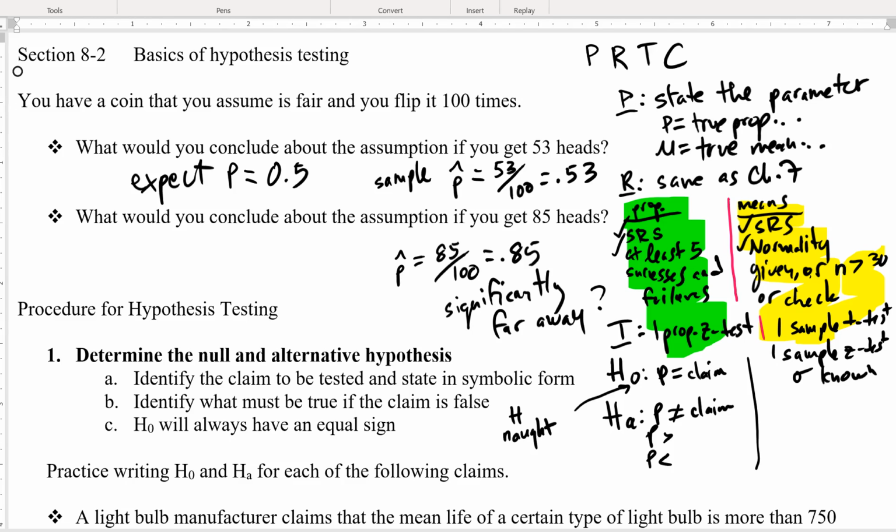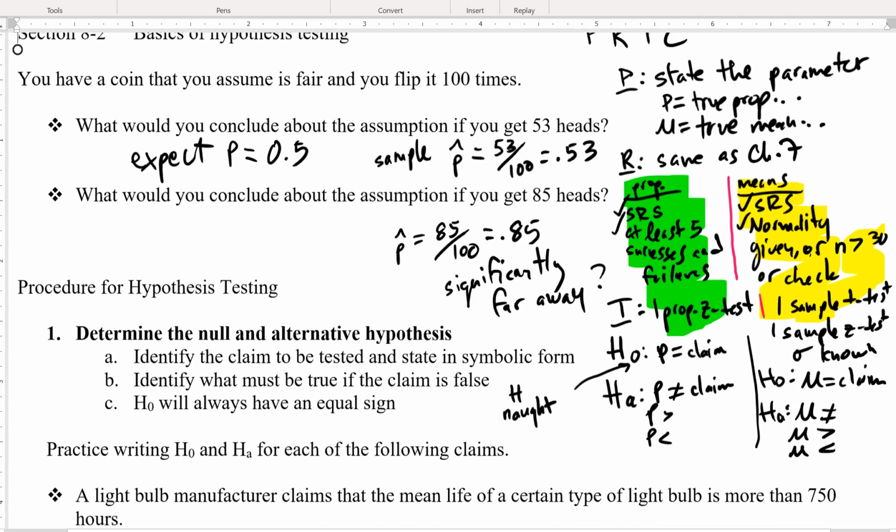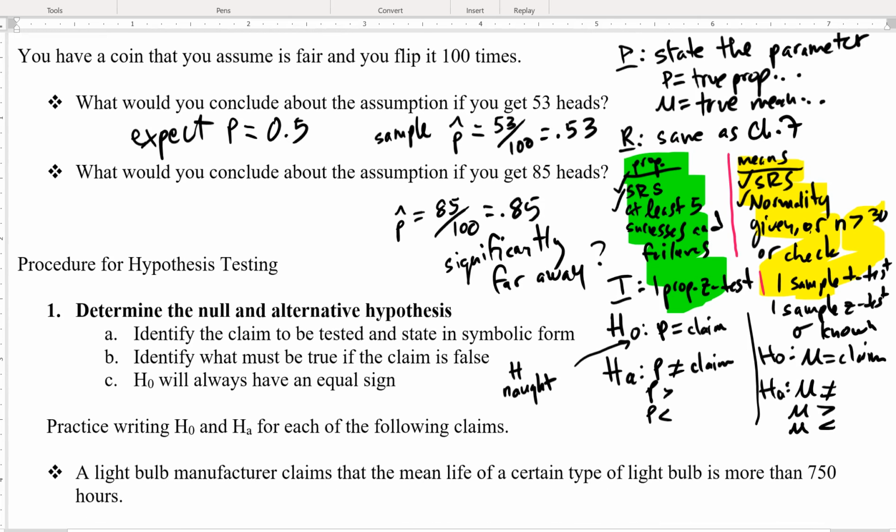Same thing when I'm doing it with means, but our null and alternative hypothesis, instead of being about proportions, will be about mu. Mu is equal to some claim. Mu is either not equal to, greater than, or less than. So it's going to be one of these three. The other thing we emphasize on here is that you have to put the test statistic.